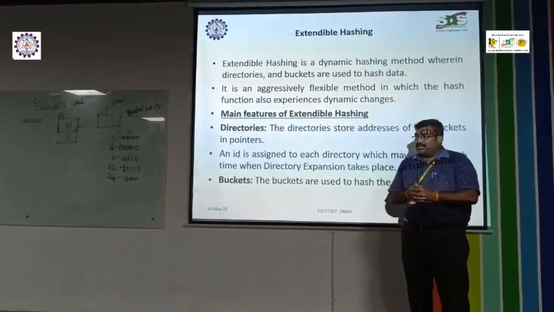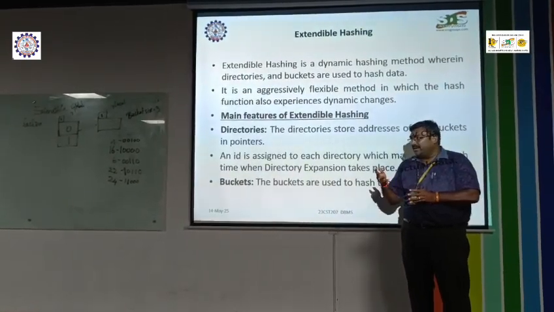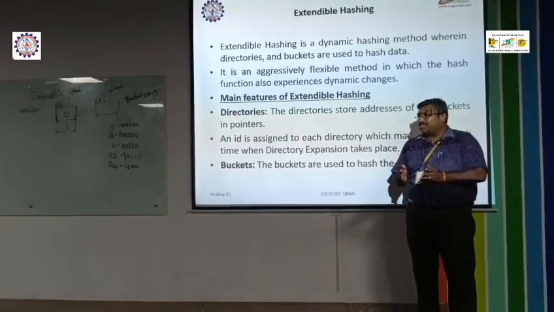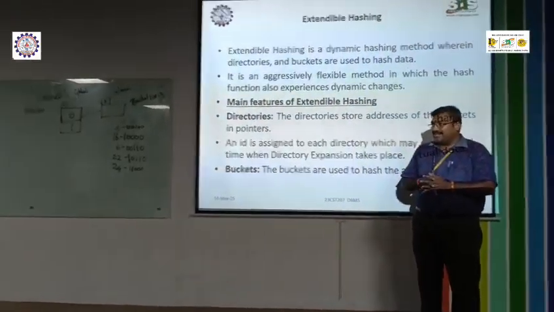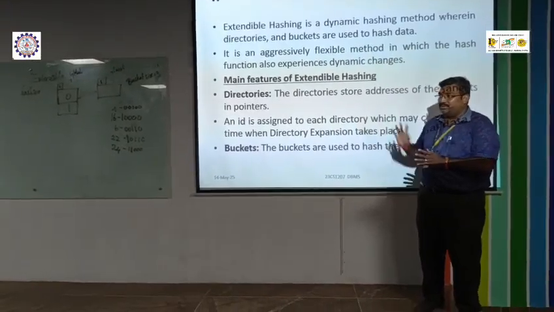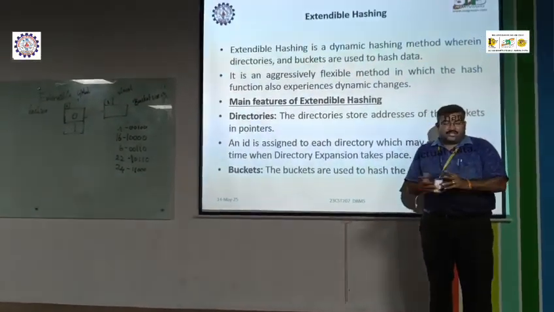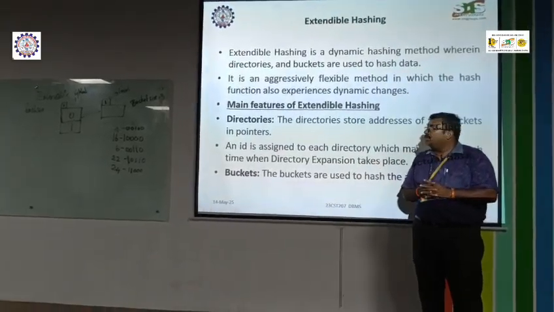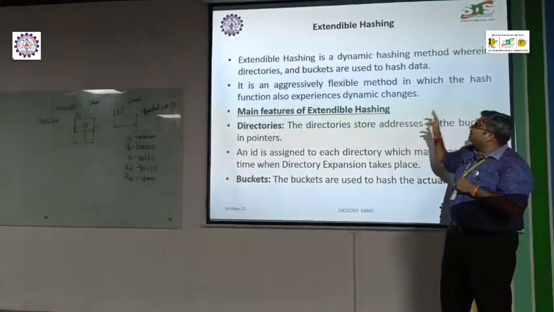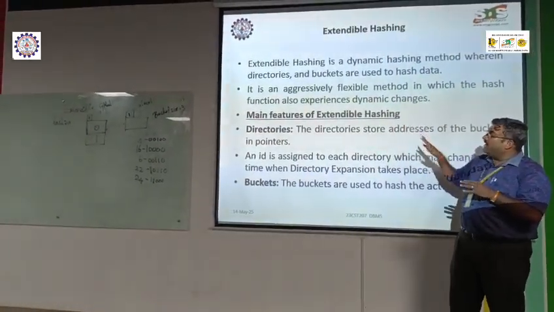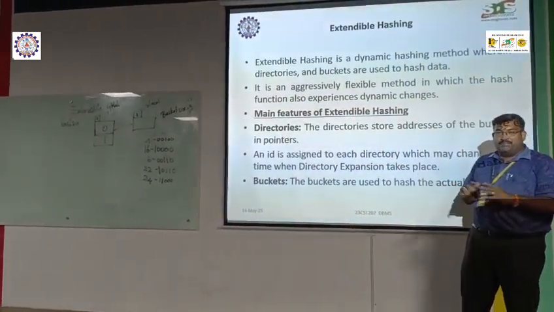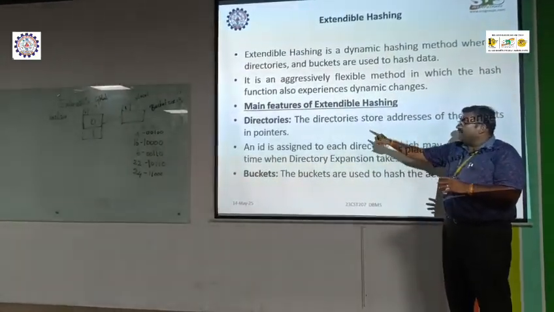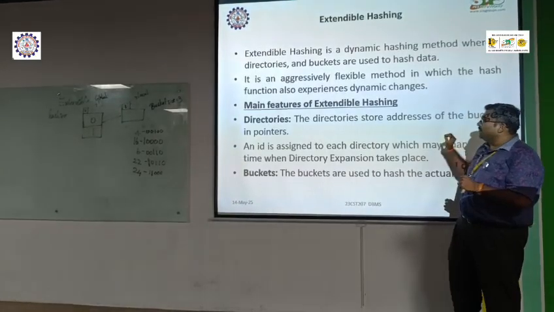Suppose the question is asked in your end semester examination: explain in detail about dynamic hashing. You can write it with one of the examples. If you are asked to differentiate, you can show it with an example. It is an aggressive, flexible method in which the hash function dynamically changes based on your bucket size. The main feature of external hashing is that the directories hold the addresses of the pointers.